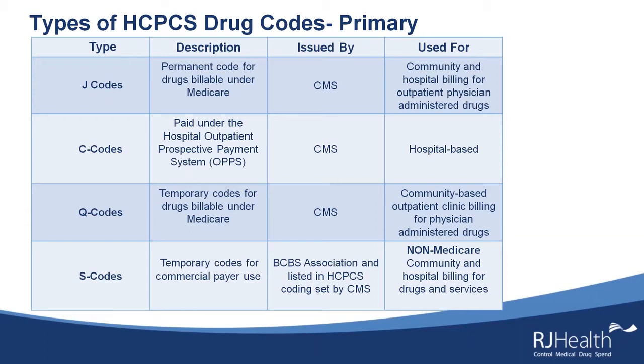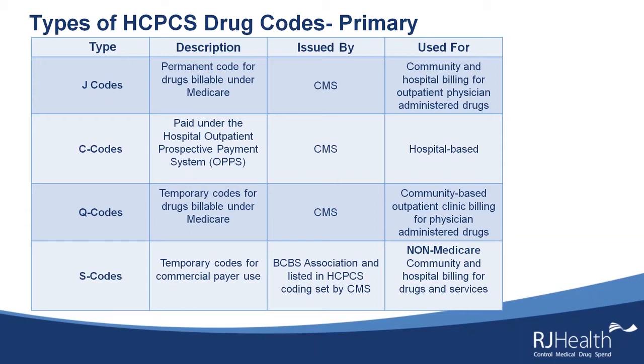C codes come out more frequently than J codes. J codes typically are released for new products on the calendar year. C codes can be released in the midpoint of the year or on a quarterly basis. These are typically hospital-based, again, for outpatient hospital billing. They're paid underneath the OPPS, the Hospital Outpatient Prospective Payment System. They are also created by CMS. We'll also have Q codes on the site.